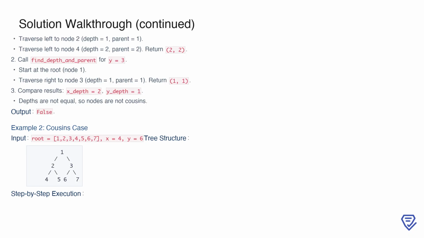Next, we perform the same process for node 3. Starting again at the root, we move right to node 3, which is located at depth 1, with node 1 as its parent. This results in depth 1, parent 1, for node 3. Comparing these results, we observe that the depths of nodes 4 and 3 are not the same. Node 4 is at depth 2, while node 3 is at depth 1. Since they are not at the same depth, they cannot be cousins. Therefore, the output is false.